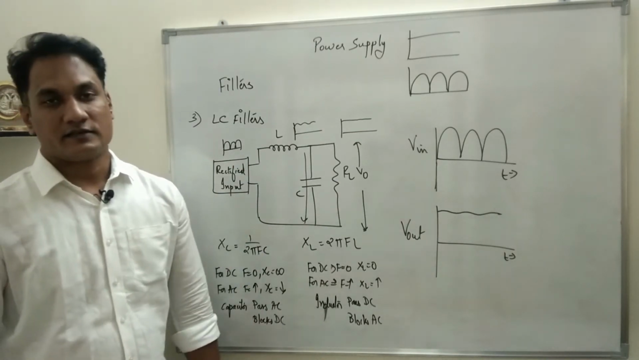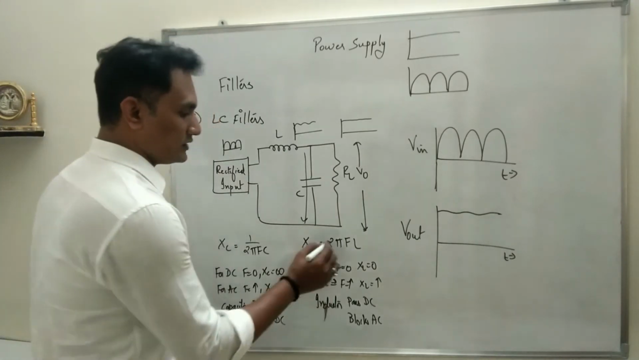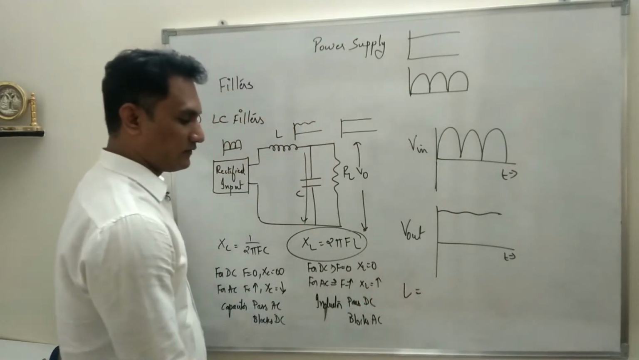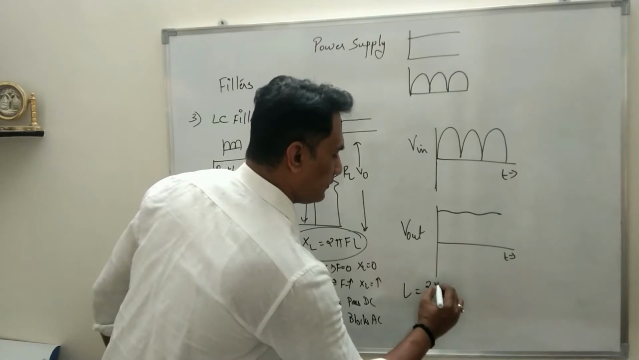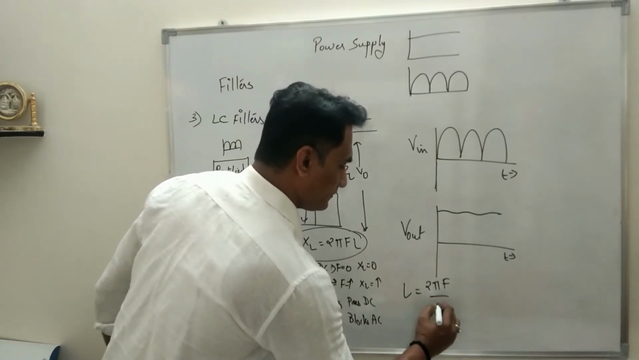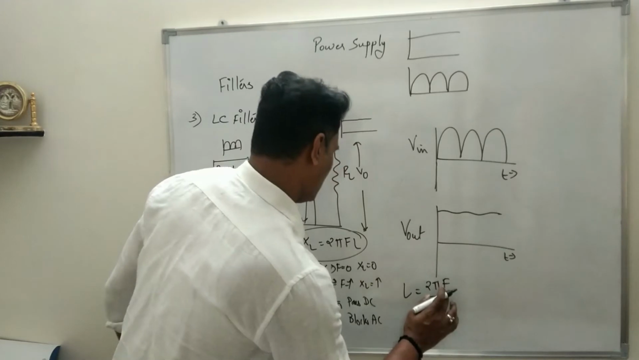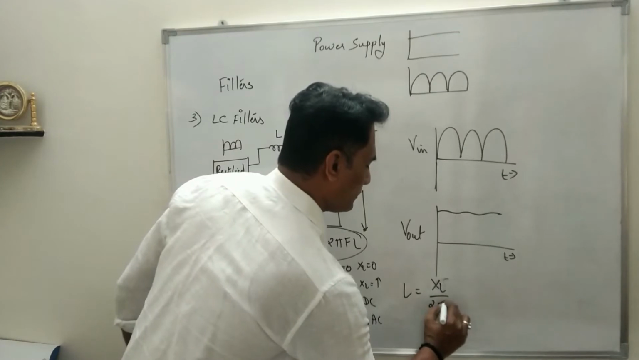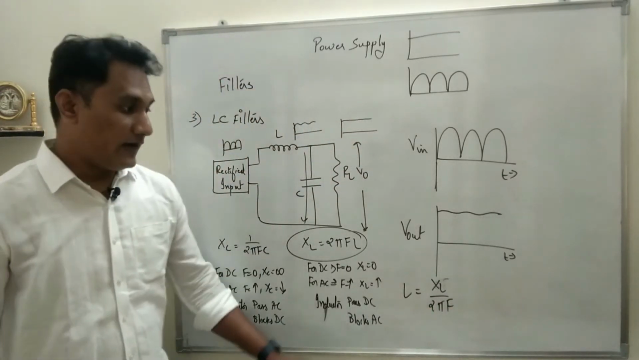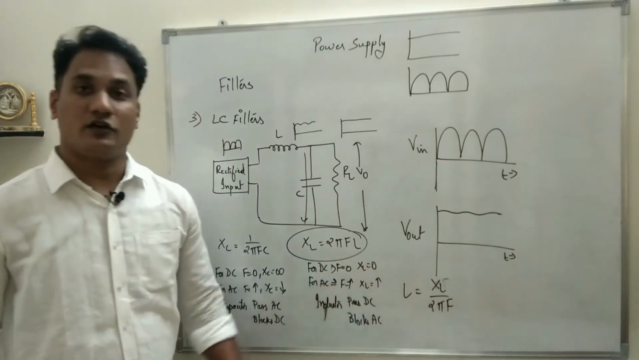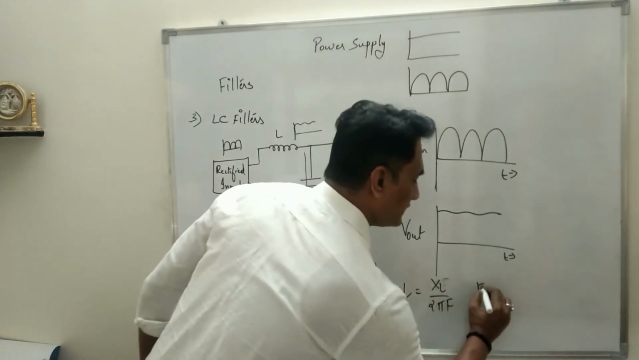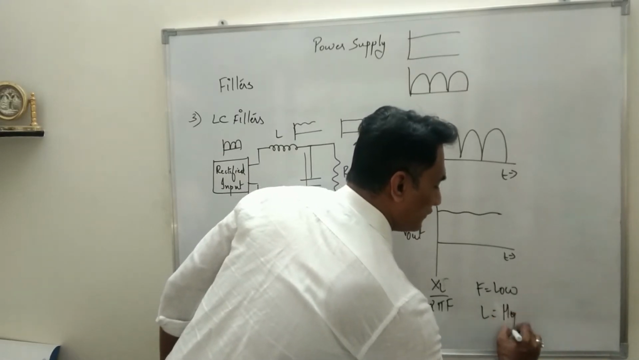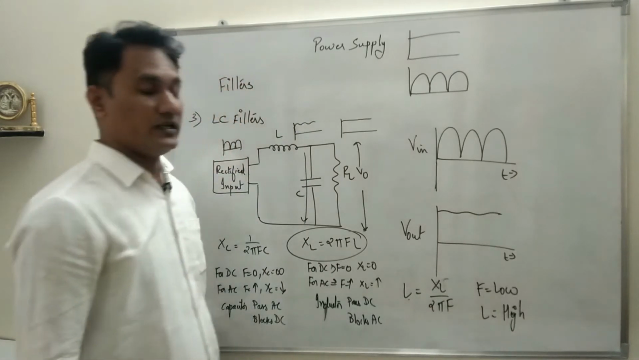But this circuit has a slight disadvantage. Let us go to this formula. What is this? XL is equal to 2 pi FL. So if you calculate the value of the inductor, the formula will be L equals XL upon 2 pi F. Okay, so the value of the inductor is inversely proportional to the frequency. If the frequency is low, what happens to the inductor value? The inductor value will be high.